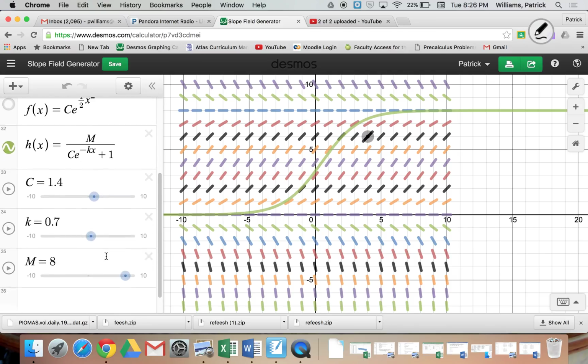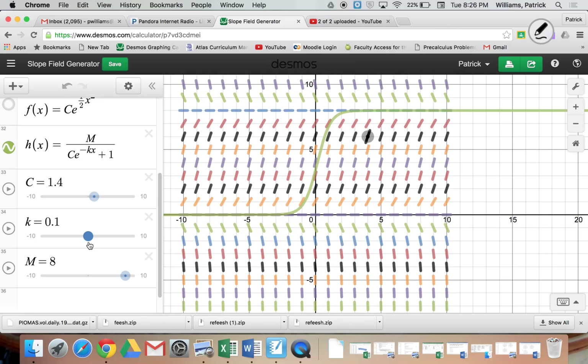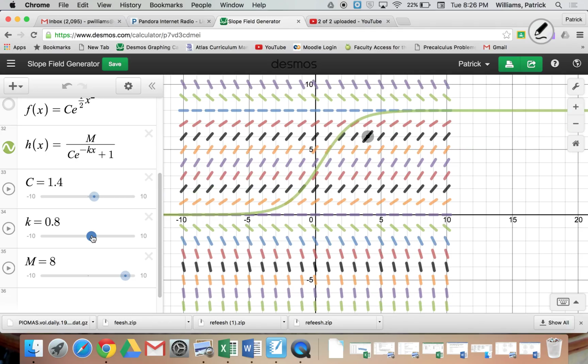So anyway, I already have these sliders up here. I can move my values back and forth, and it will change the differential equation. And wow, we went a little bit crazy with that. Let's get this back to something decent. Okay, there we go.